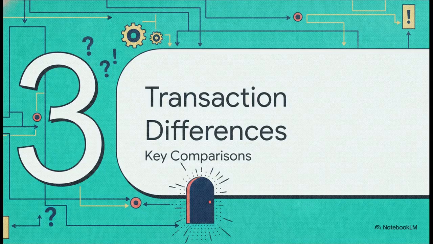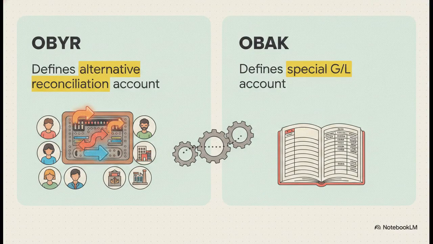Okay, let's jump into Section 3, Key Transaction Differences. This is where technical interviewers really try to trip you up. First, you've got to memorize this back-end distinction, OBYR versus OBAK. So, OBYR is all about defining alternative reconciliation accounts. It controls account substitution and customer or vendor reconciliation logic. OBAK, on the other hand, specifically defines the special GL account and controls the actual financial posting account itself.